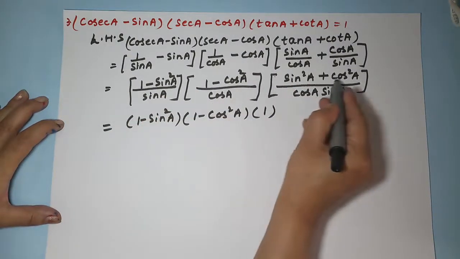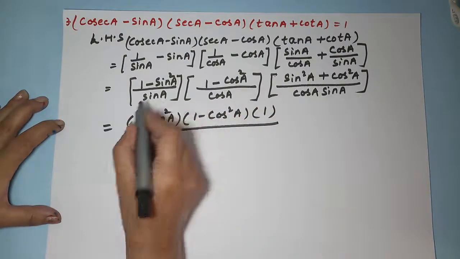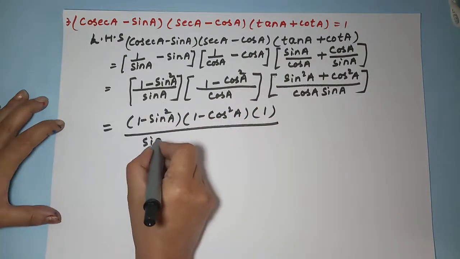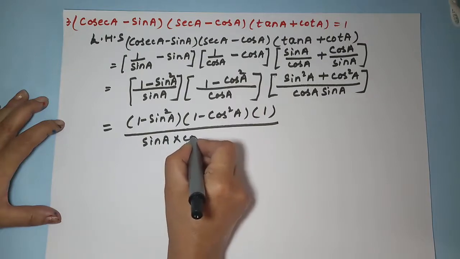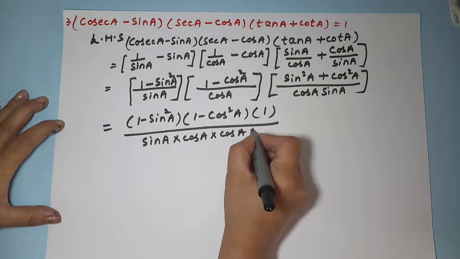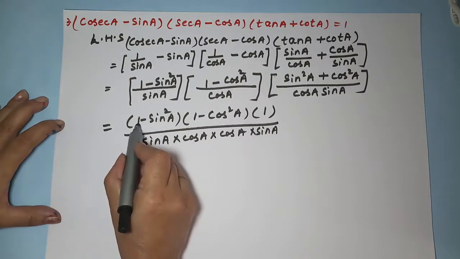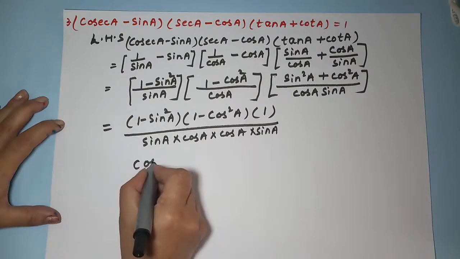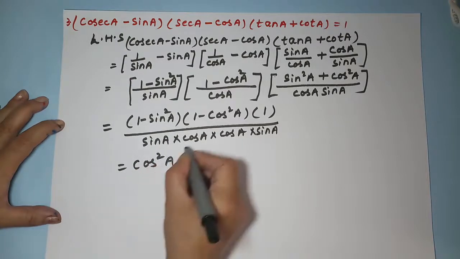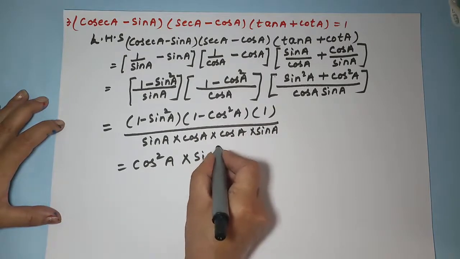So all the numerators we have multiplied together. Let's multiply all the denominators together. So we have sine A into cos A into cos A into sine A. Right? Now, how much is my 1 minus sine square A? I know this is cos square A. How much is my 1 minus cos square A? I know this is sine square A.